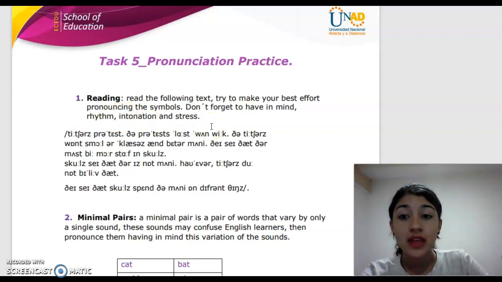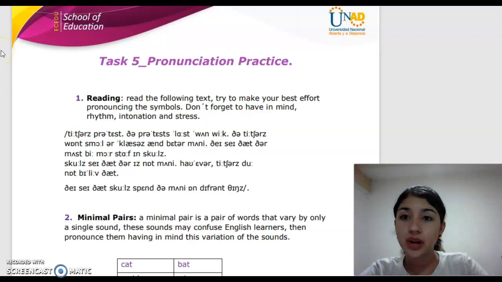Teacher protest. The protest lasts 1 week. The teachers want smaller classes and better money. They say that there must be more staff in schools. The school says that there is no money. However, teachers do not believe that. They say that schools spend the money on different things.